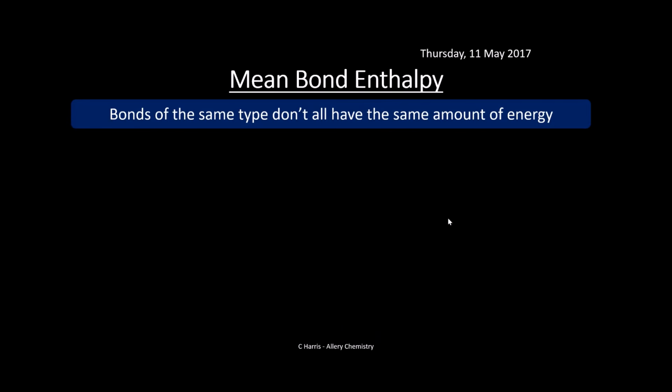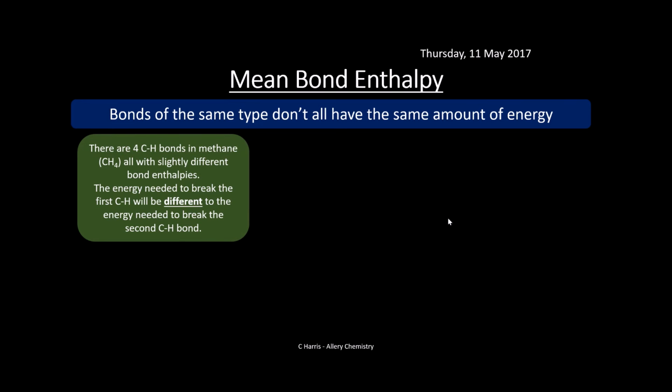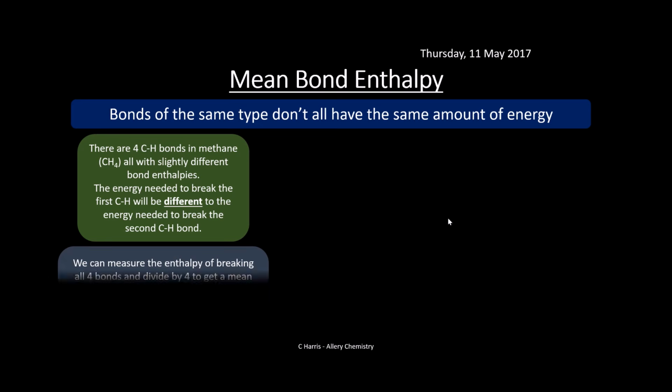Okay, so mean bond enthalpy. Bonds of the same type don't all have the same amount of energy, which may sound a little bit strange, but actually it's pretty logical when you look at it. Let's say we've got 4 CH bonds in methane. They all have slightly different bond enthalpies. The energy needed to break the first CH bond will be different to the energy needed to break the second CH bond, depending on which one you break first and which one you break second.